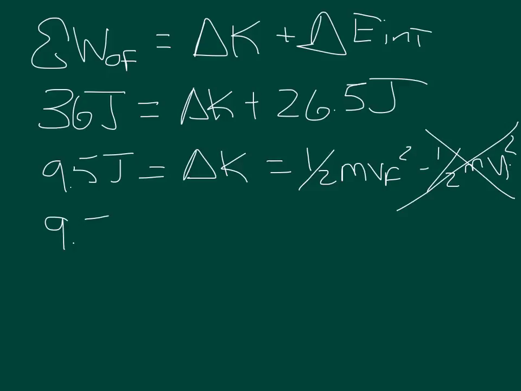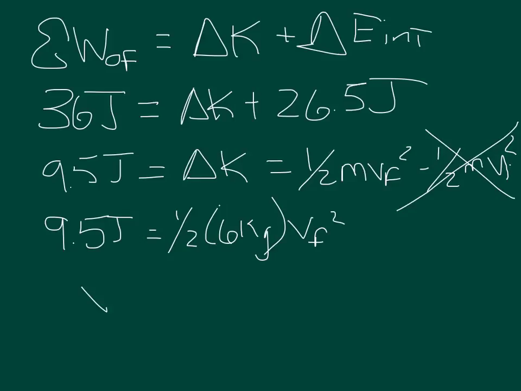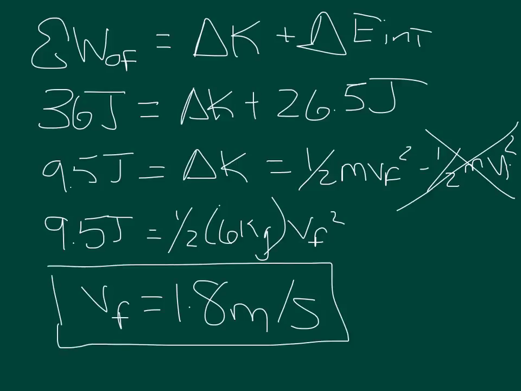So now I can say 9.5 joules is equal to 1/2 the mass, which is 6 kilograms, times that final velocity squared. So then if I took my 9.5, divided it by 3, and then took the square root, we should get our final speed to be equal to 1.8 meters per second. Yay! Okay, so this will be the problem that we'll end on.